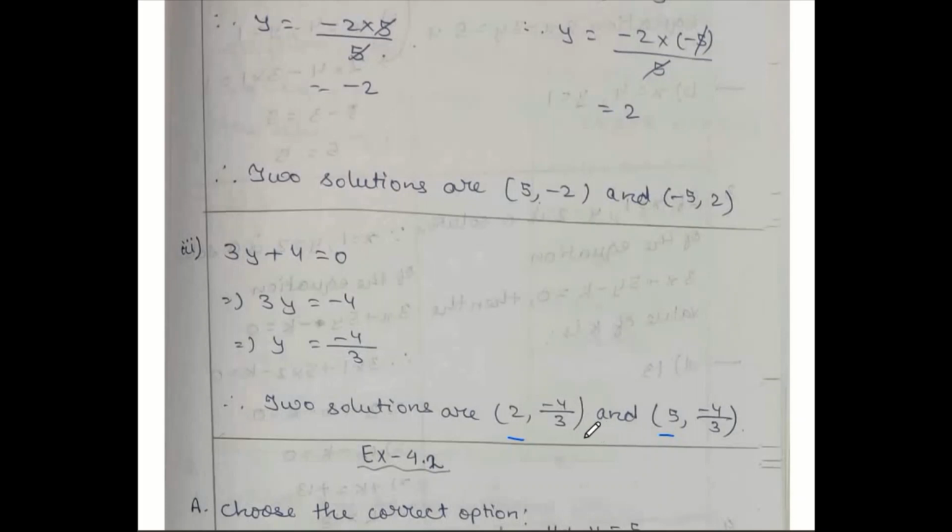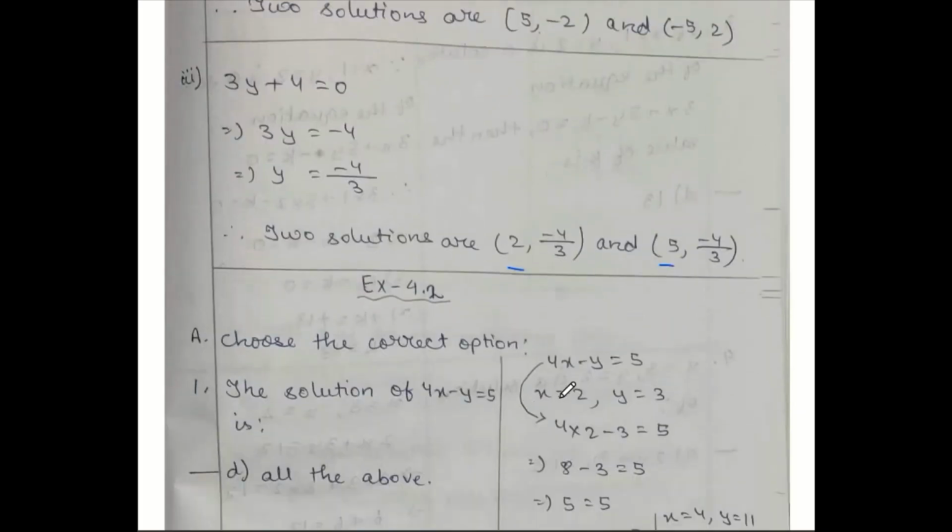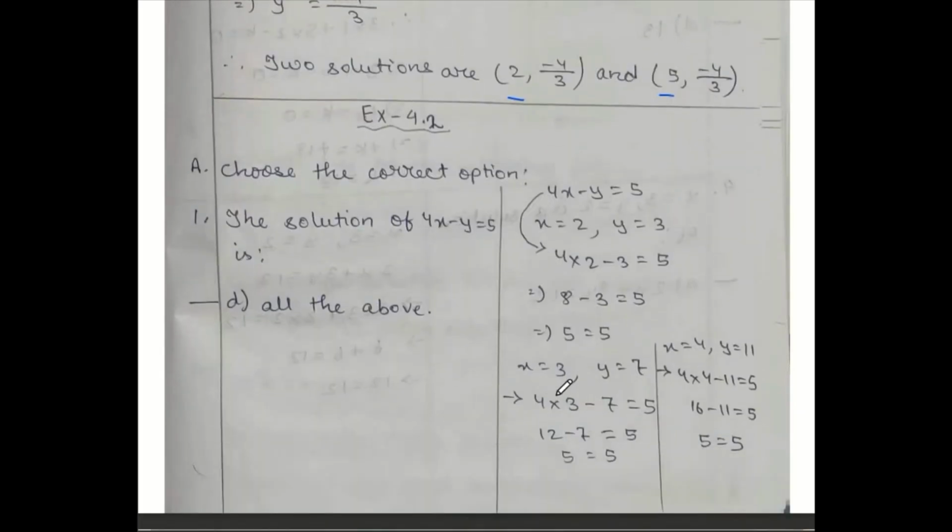Now I will enter exercise 4.2. First question. The solution of 4x minus y equal to 5 is, 4 options are there. Since the last option is given as all the above, I have to test all the 3 options to get the solution of this.